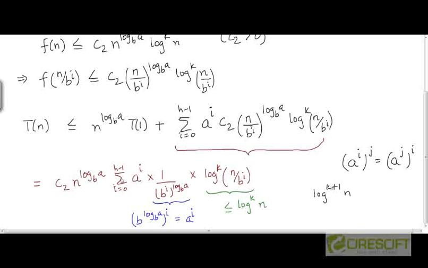So we are basically left with this summation from I equal to 0 to h minus 1 of log to the power k of n divided by b to the power I. And we want this summation to be either equal to or less than or equal to log to the power k plus 1 of n. So that if we replace this whole thing by log to the power k plus 1 of n, t of n will turn out to be less than or equal to, of course, this first expression plus some constant multiple of n to the power log base b of a times log to the power k plus 1 of n.